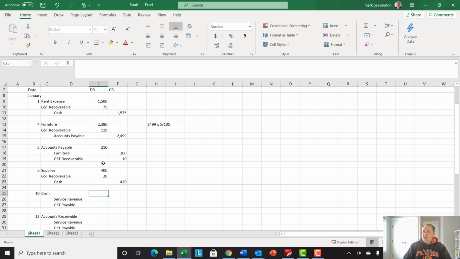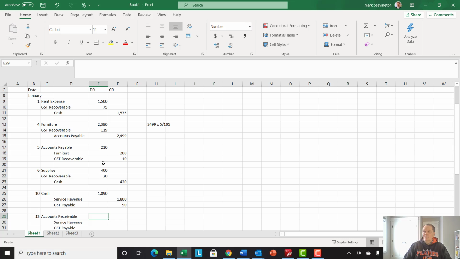All right, on the 10th of January, we invoiced a client for $1,800 plus GST. And so service revenue, which we know normally has a credit balance, is $1,800 plus GST. So on $1,800, the GST is $90 at 5%. And we know that the client was pleased and paid cash immediately. So they would have paid $1,890. All right, on to the next one.